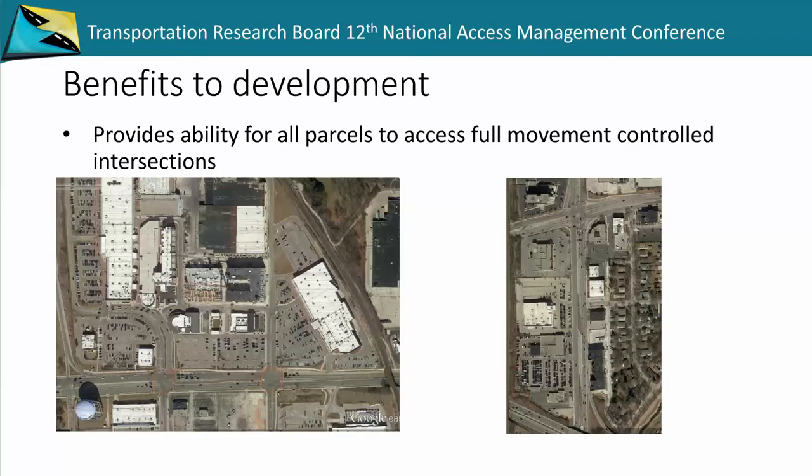This parcel up here doesn't, because there's no interconnectivity between these parcels, they can't get that access, so they're relying on their median opening over here for people to get there. But then these two don't have the ability at all to get to this intersection. They have only right-out driveways. So that interconnectivity makes these parcels more valuable because they can get up to and use that signalized intersection.